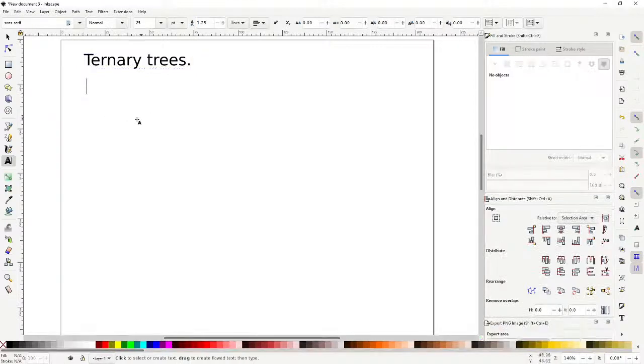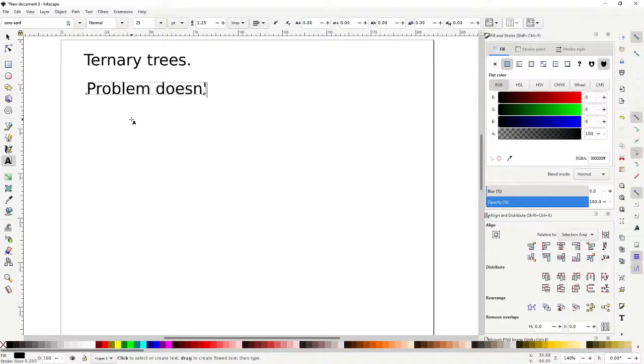All right, so what is a ternary tree? The idea is, and I didn't want to exactly say, but I think that maybe the hints are not good enough. The problem doesn't exactly tell you. But then you should ask yourself, what is a binary search tree?